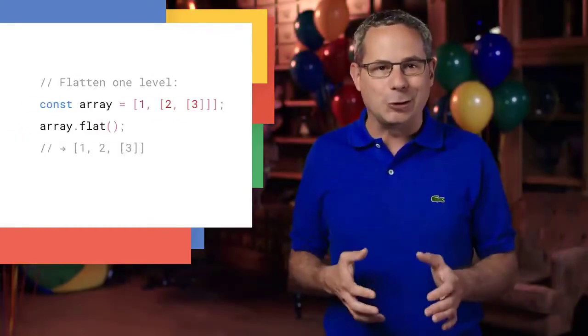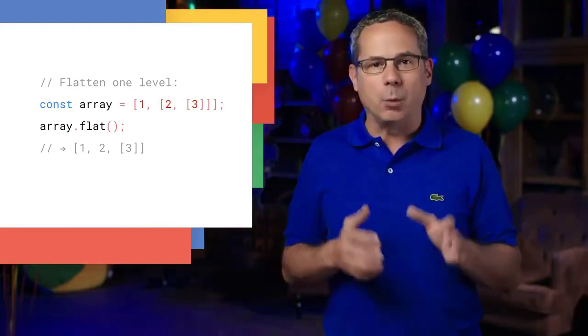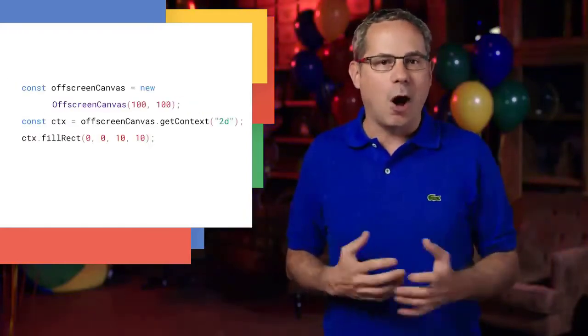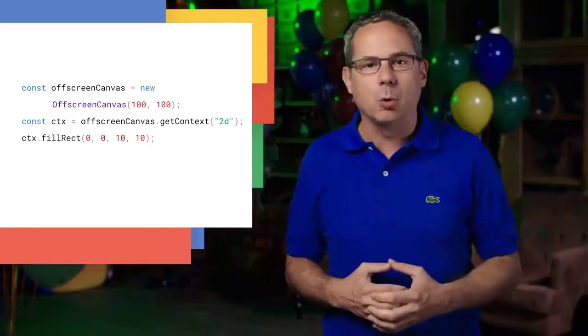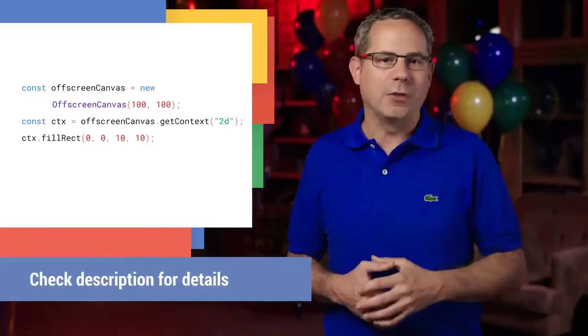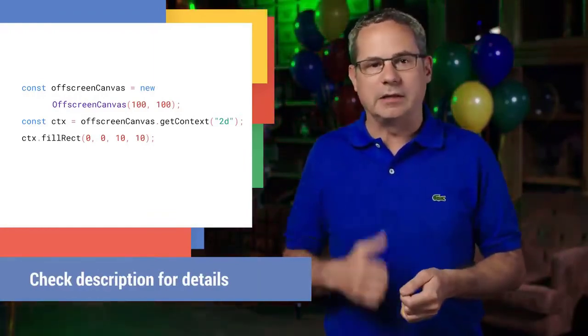JavaScript arrays are getting two new methods, flat and flatMap. They return a new array with all the sub-array elements smooshed into it. And OffscreenCanvas moves the work off the main thread into a worker, helping to eliminate performance bottlenecks. All the details, including docs and specs, are in the updates post linked in the description.